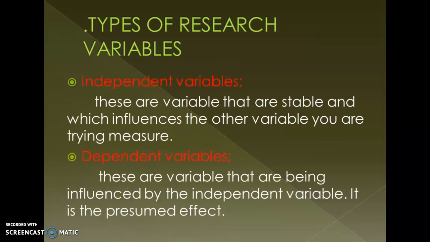Types of research variables. There are many types of research variables, but I'm going to give you two commonly used research variables. First, the independent variable. These are variables that are stable and which influence the other variable you are trying to measure. Dependent variable. These are variables that are being influenced by the independent variable. Let me give an example. The impact of ICT on the society. From here we can see that the independent variable here is the ICT and society is the dependent variable.